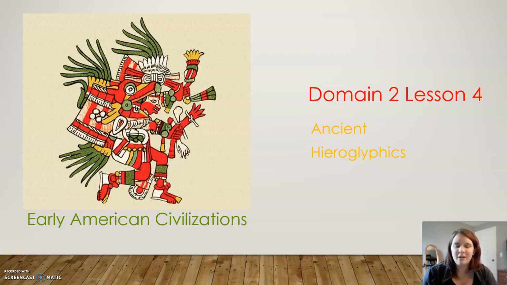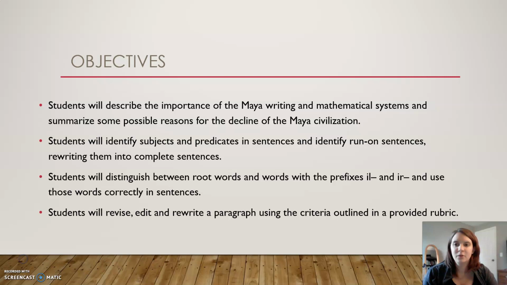Welcome back to Grade 5, Unit 2 on Early American Civilizations. We are doing Domain 2, Lesson 4, Ancient Hieroglyphics. Our objectives for today's lesson are to describe the importance of the Maya writing and mathematical systems and summarize some possible reasons for the decline of the Maya civilization.